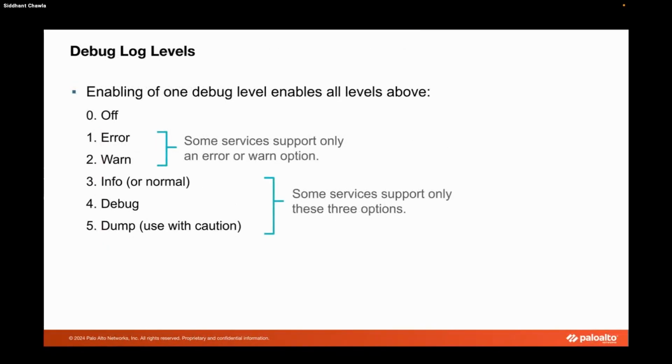Debug level logs. As I mentioned earlier, by default, logs will be in info mode. If you want to configure debug in any service log, you can configure it. Enabling one of the debug levels enables all the levels above. For example, if the log is in info mode, it is by default collecting warning and error information. If you configure it into debug mode, it will be collecting the above information with debug, that's info, warn, and error. These are the options available: error, warning, info, debug, and dump.